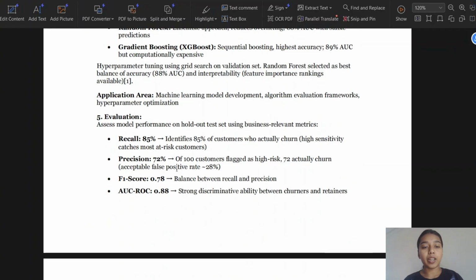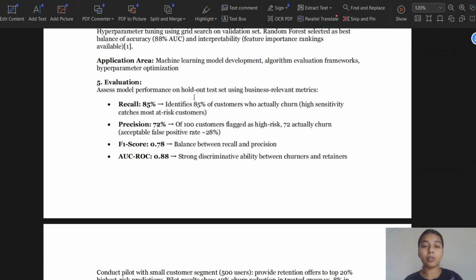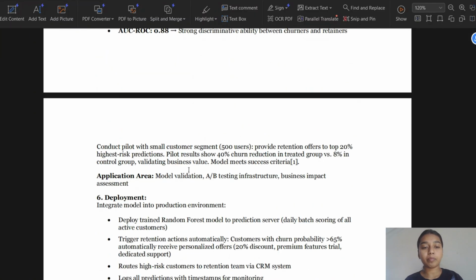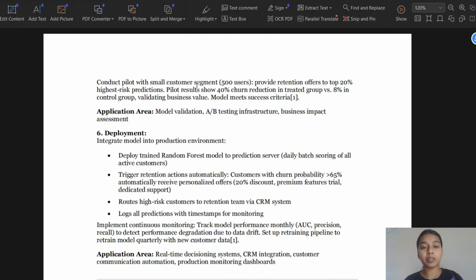Fifth is evaluation. Assess model performance on the holdout set using business relevant metrics. That is, recall 85%, precision 72%, F1 score 0.78, AUC 0.88. Conduct a pilot with small customer segments. Provide retention offers to the top 200 highest risk predictions. Pilot results show 40% churn reduction in the treatment group versus 8% in the control group. Validate business value. Application areas would be model validation, A/B testing infrastructure, business impact assessment.